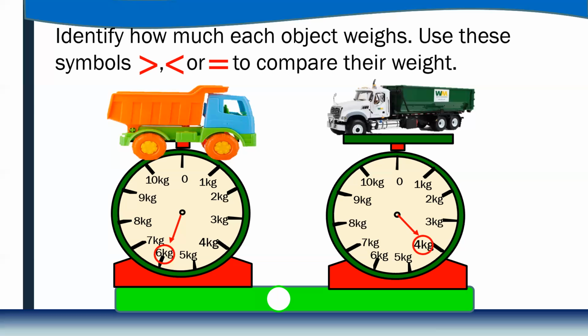Now let's compare 6 kilograms to 4 kilograms. Let's put that in. Great. Which symbol do you think we should use, boys and girls? Awesome, boys and girls. If you said we should use the greater than symbol, you are correct. So 6 kilograms is greater than 4 kilograms.